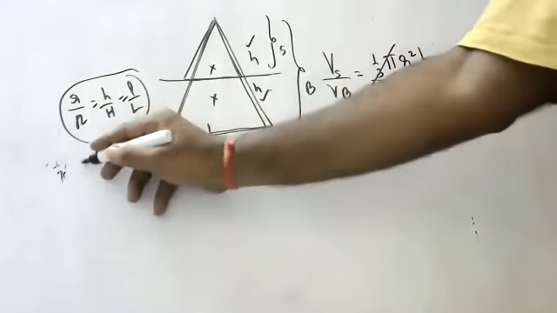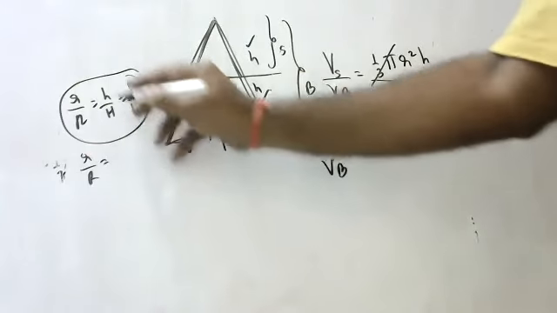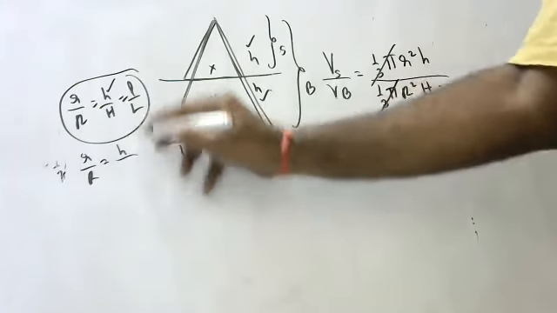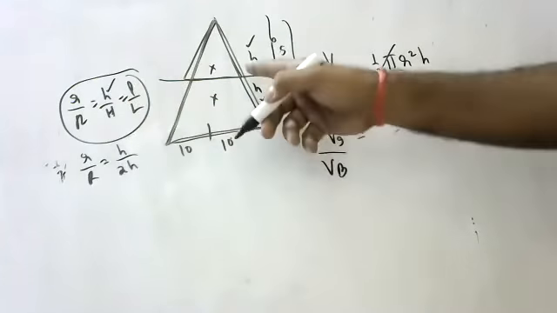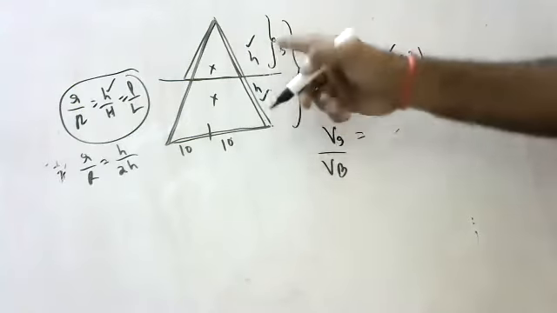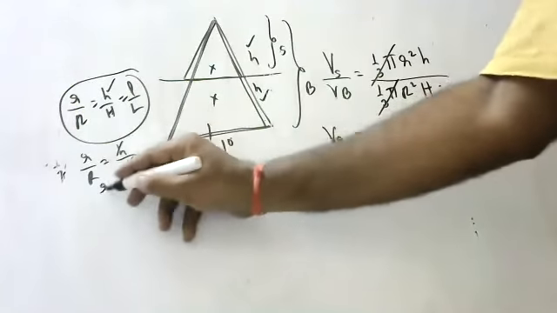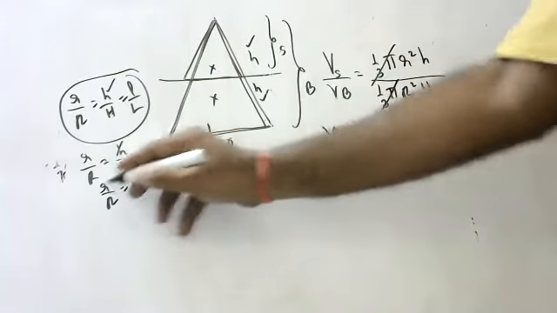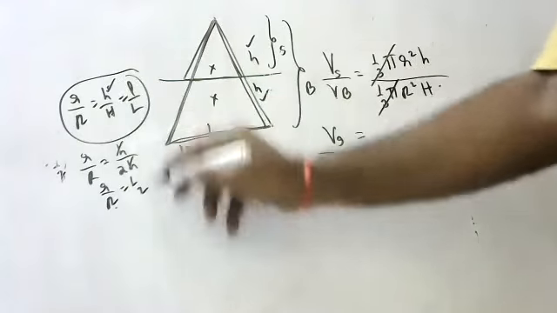So exactly in the middle they are cutting means, try to understand. See, H is H only, big H is 2H. Exactly in the middle they are cutting. Big H is H plus H, that is 2H. So small r by big R is 1 by 2. If r by R is 1 by 2, h by H is also 1 by 2.